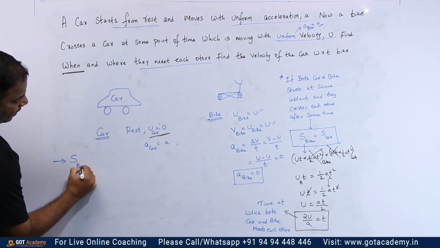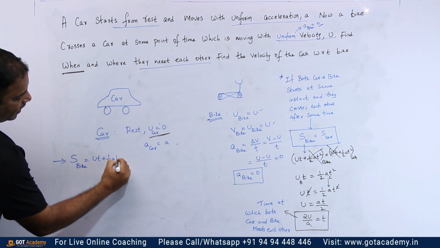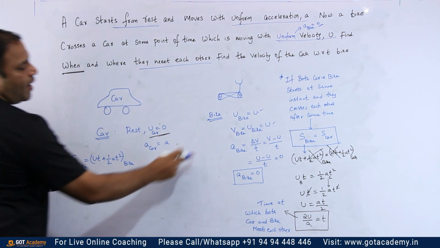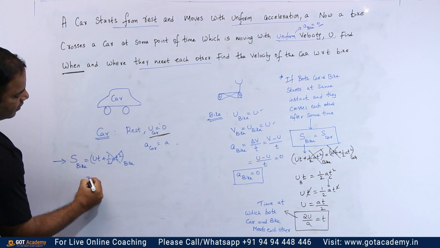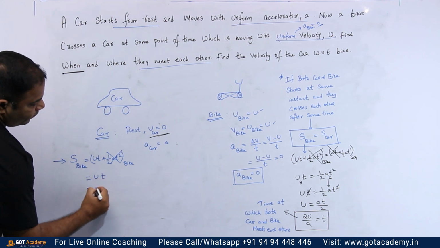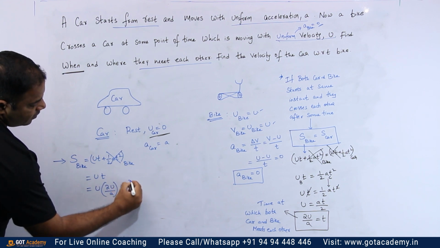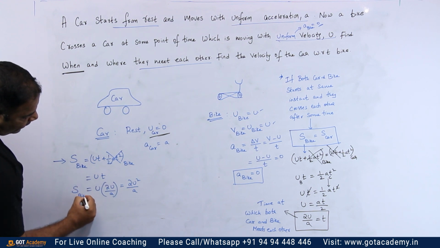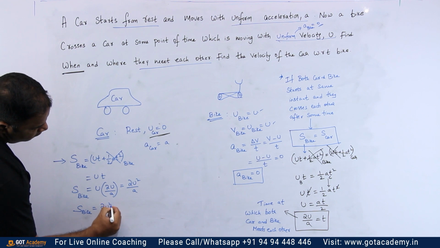Distance covered by the bike is equal to ut plus half a into t square. So this is related to the bike. In the bike, the initial velocity is u and acceleration is 0, so this part has been cancelled. Only u into t is left, where t is equal to 2u by a. So the answer is 2 times u square by a. So the distance covered by the bike is 2u square by a.